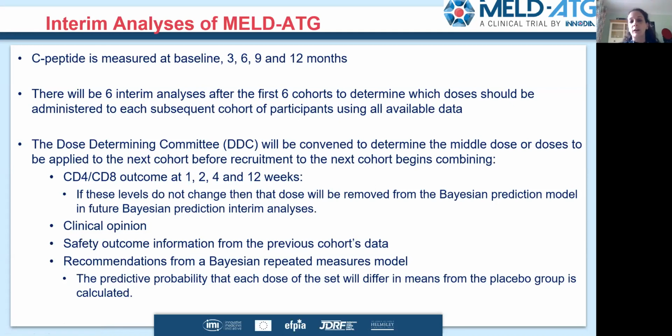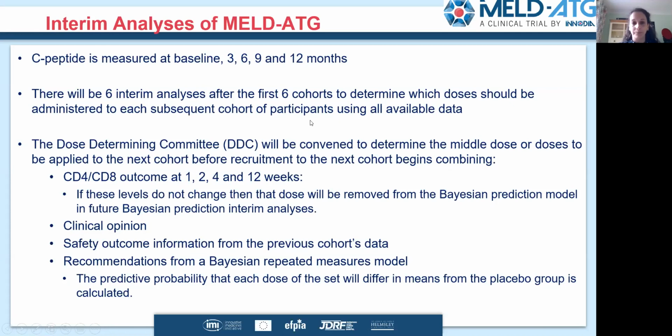And if we know that if these levels don't change, and that dose potentially is inactive, we will remove that dose for our future Bayesian prediction interim analyses. We will also bring together the clinical opinion of members of our dose determining committee, as well as safety outcome information from our previous cohorts data. Finally, we will use recommendations from a Bayesian repeated measures model. And this model looks at the predictive probability that each dose of the set will differ in means from the placebo group.